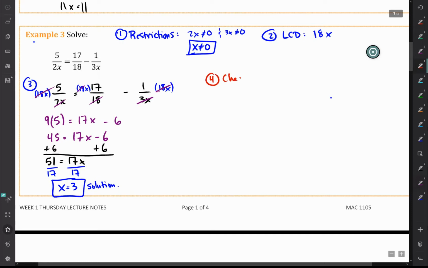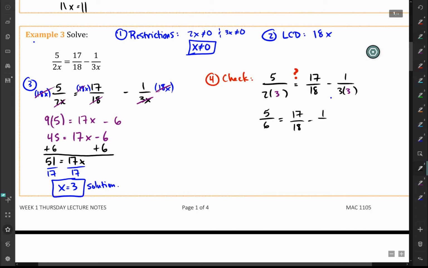So check. And again you just take 5 over 2 times, and you're going to plug in your solution, which is 3. And the question is that equal to 17 over 18 minus 1 over 3 times 3. Okay, and now I need to check to make sure that this is actually true. So that's 5/6. Question is that equal to 17 over 18 minus 1/9?